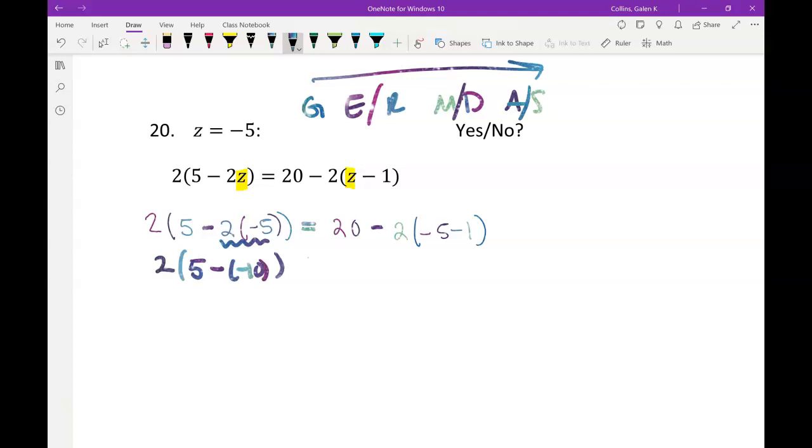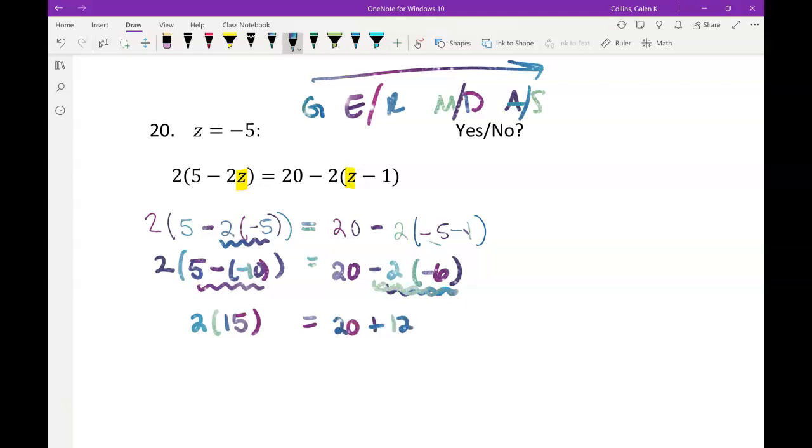I still have a 2 out there. On this side, I have a negative 5 minus 1, which becomes a negative 6. Over here, 5 minus negative 10, that's the same as 5 plus 10. So that is the positive number 15. Over here, I've got to multiply. I'm going to think of that as a negative 2 times a negative 6, which would make that a positive 12 when I multiply. And let's see, I get 30 on the left. I get that that equals 32 on the right. And those are not the same. So our answer here should be no.